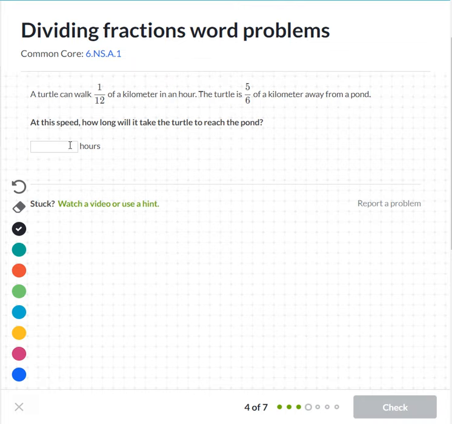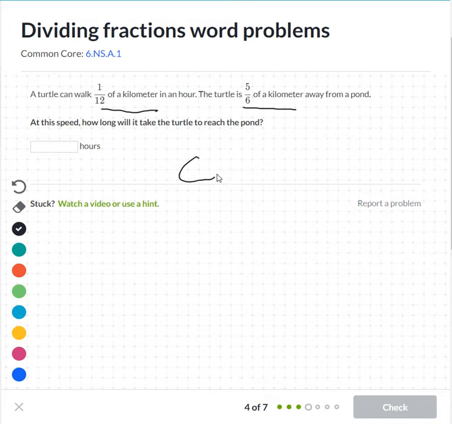A turtle can walk 1/12 of a kilometer in an hour. The turtle is 5/6 of a kilometer away from a pond. At this speed, how long will it take the turtle to reach the pond? So again, what's being split? So a turtle can walk 1/12 of a kilometer. That's the speed, so that's not being split. But the distance that the turtle needs to walk is 5/6 of a kilometer.